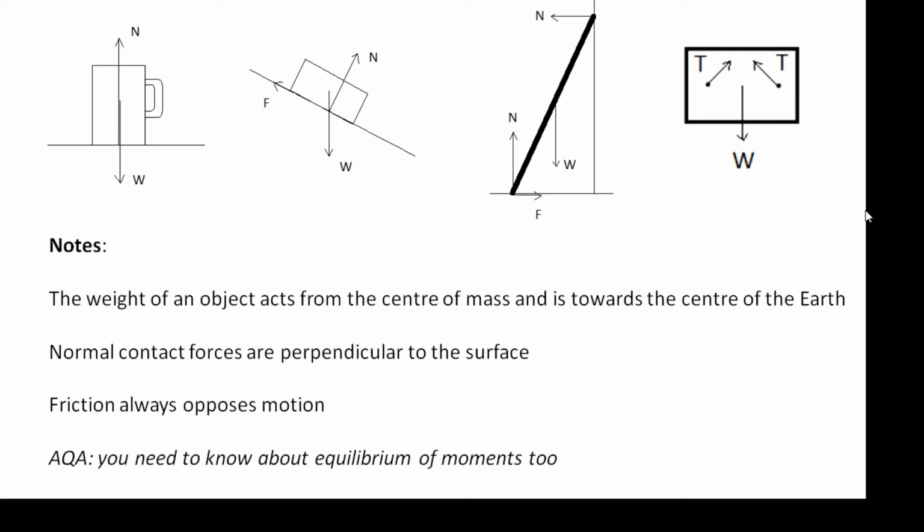A few notes: the weight of an object acts from the center of mass and it is towards the center of the earth. Normal contact forces are perpendicular to the surface. I mean, that's what the word normal means. Normal means perpendicular. And friction will always tend to oppose motion. If you look at the object and you think, well, which way does it want to move, then friction will be in the opposite direction.